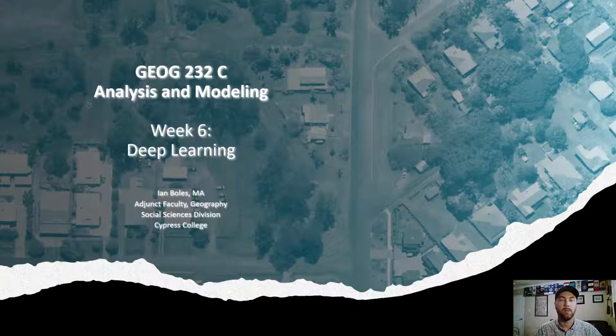This week we're going to be talking about deep learning. It's under the overarching umbrella of artificial intelligence and machine learning. So we're going to dive into that with a brief overview of deep learning, machine learning, and AI in general, and then how they apply to GIS specifically.